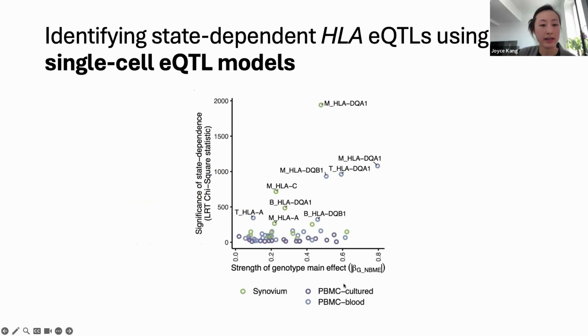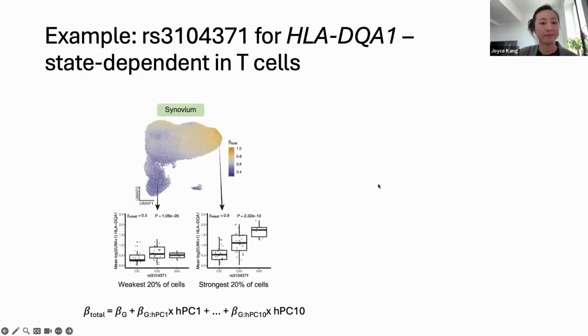This model gives us a result that looks like this, where each dot is a different test of an HLA eQTL, and the y-axis tells us how cell state dependent that eQTL is. So you can see that a lot of HLA-DQ genes pop up as the most cell state dependent across these cell types. And I'll show you a couple of examples.